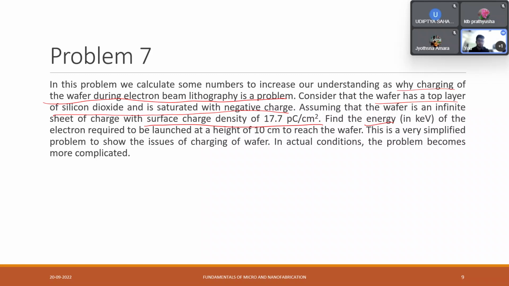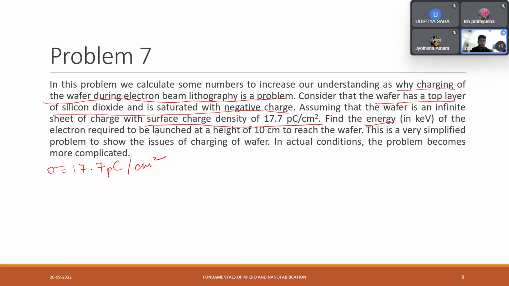You can also put it in terms of the standard terms, and the surface charge density you can denote as sigma. If you solve it in terms of these notations, it is also acceptable.